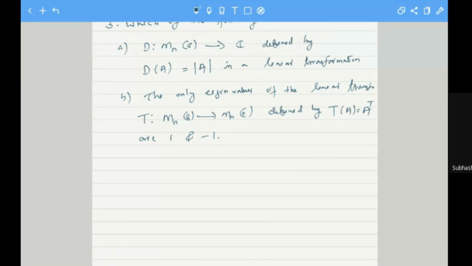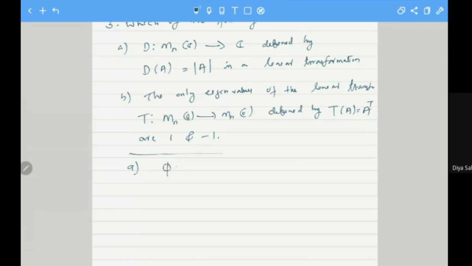So let's consider option A. What do you think? Is option A correct or not? Not true. Okay, before going to the answer, let me tell you what a linear transformation is.